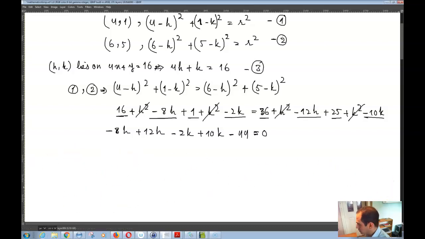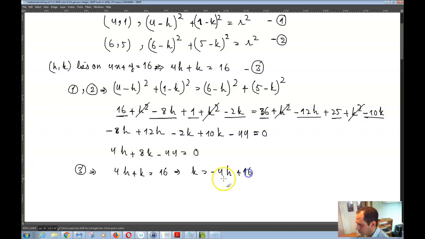So then I can simplify this and write negative 8h plus 12h is equal to positive 4h, and 10 minus 2 is equal to plus 8k, minus 44 is equal to 0. Over here we said that 4h plus k is equal to 16, number 3. So that means that k is equal to negative 4h plus 16.